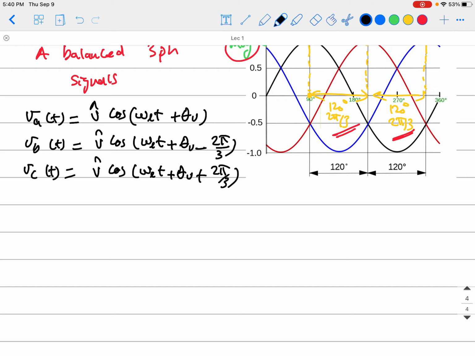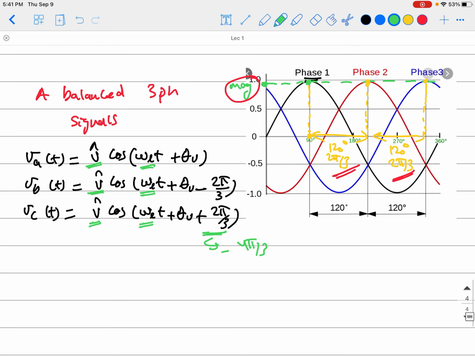It should actually be, so this plus 2 pi over 3 equals minus 4 pi over 3. So we are doing the same idea we talked about here. That is V magnitude, because all of this is balanced, that means the 3 of them have the same magnitude. And of course they have the same omega, which is the same frequency. Let me keep the same notation here, so I will call it omega, not omega E.